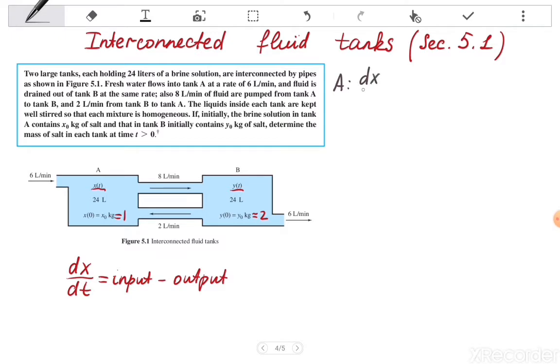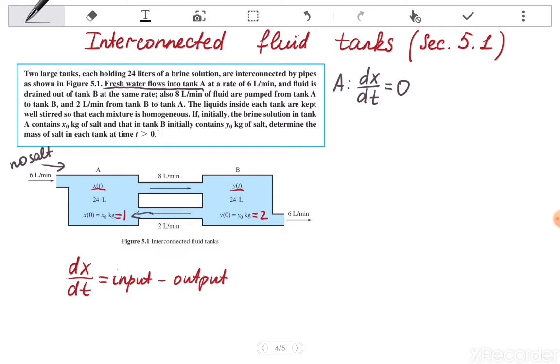We have amount of salt at time t is x, and the rate will be the rate of input minus output. Let's see what the input in tank A is. The input is through this pipe here and through this one. So let's first talk about this one. It's given that fresh water flows into tank A, so there is no salt in this water. So we get 0, because there is no salt here.